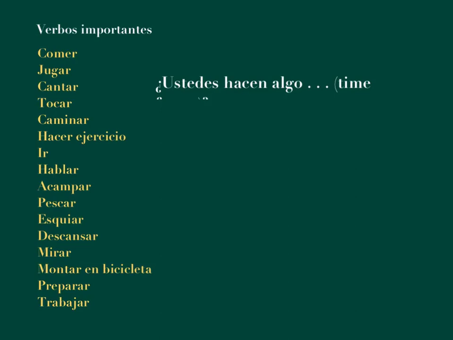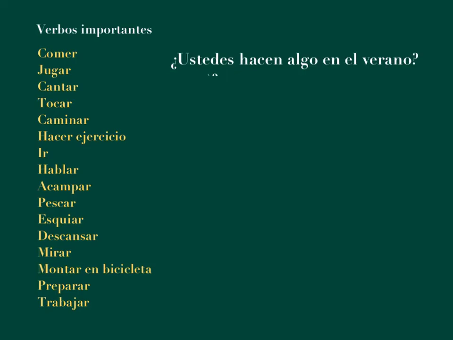And let's look at the question, ¿Ustedes hacen algo during a time frame? So this is the one, do you all do something during a time frame? So this is where you are going to respond in the nosotros form because you are being asked to yourself and the rest of your family at the same time. So let's change our question just a little bit. ¿Ustedes hacen algo en el verano?